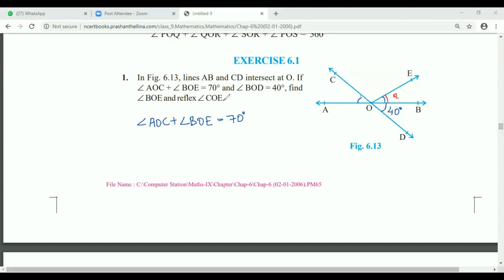And angle COE, not this angle, we have to find, that is a reflex angle. Reflex angle means the other side. So I shall take another color. This is reflex angle COE. I have marked this COE here using green color. This COE and this red marked angle, both of these angles I want to find. One more thing that is given is angle BOD is equal to 40 degrees.